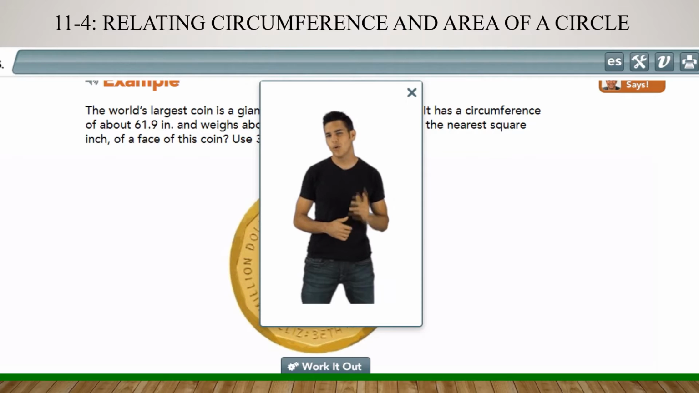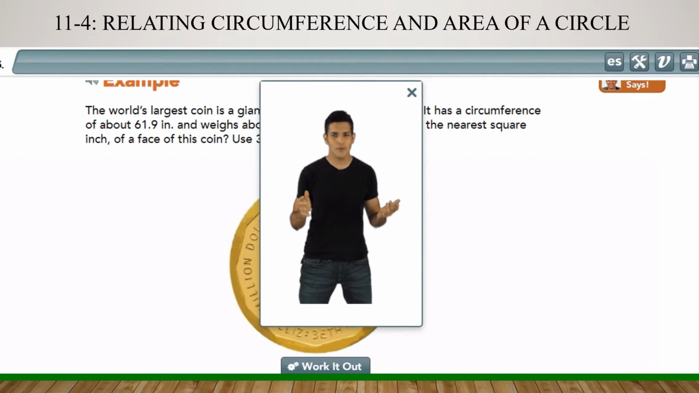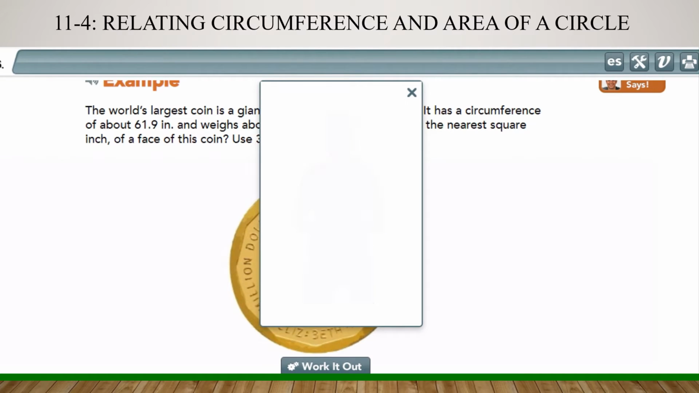I only need to take one measurement on a circle and I can find the area. It could be the radius, diameter, or circumference. There aren't many shapes that require only one measurement to find the area.